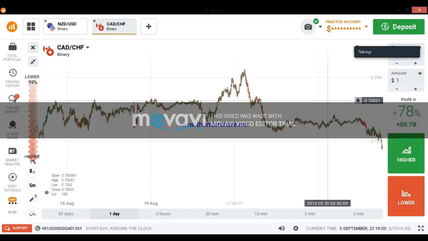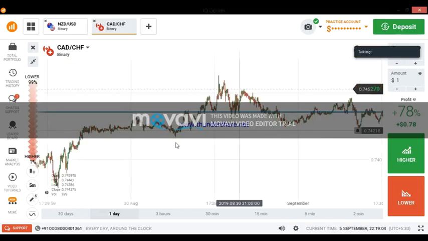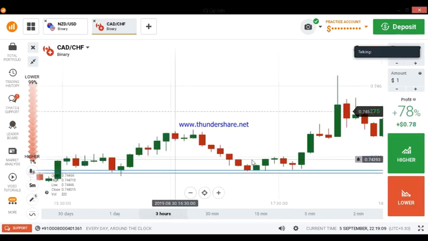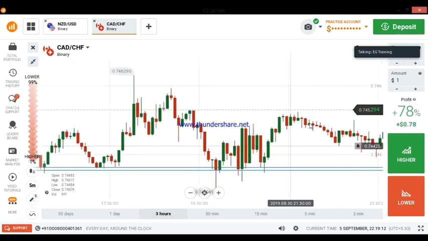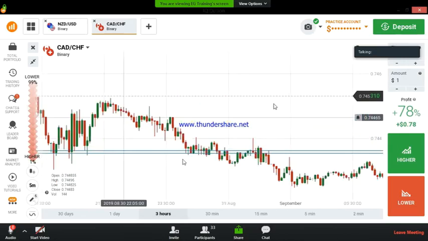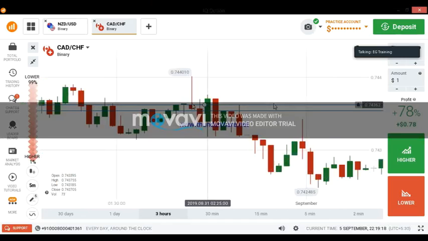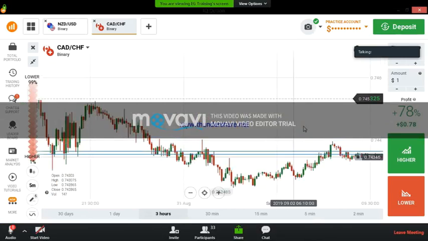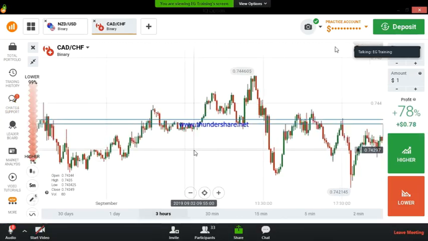And wait, I will show you here. Okay, here it is okay. Here also it is okay. You don't need to adjust this level. If you want to adjust, you can adjust like this, to this point. Now it is okay. Clear? Yes. You can adjust the level according to the market.